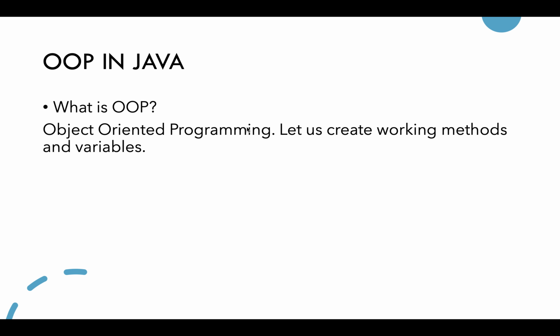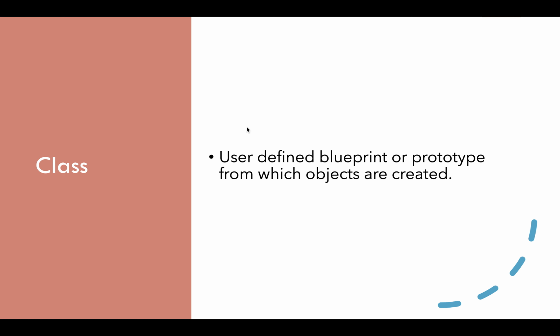So to begin with, OOP in Java, what does that mean? What does that even stand for? OOP stands for Object Oriented Programming, and this basically lets us interact with Java. You need to learn this in order to create working methods and variables, and it's a key concept if you want to start coding in Java.